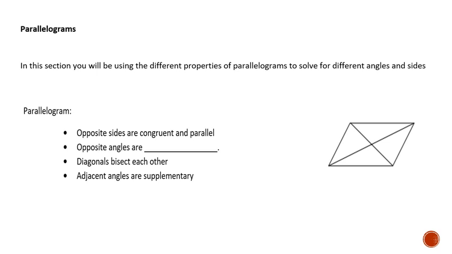This next section, we'll be talking a little bit more specifically about the properties of parallelograms. We'll be using these properties to solve for different angles and sides. Just to review, opposite sides are congruent and parallel. Opposite angles are congruent. Diagonals bisect each other, and adjacent angles are supplementary. You already have this section written down on the very first page of your packet.